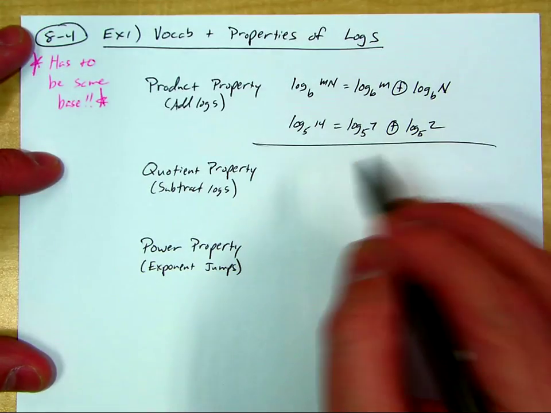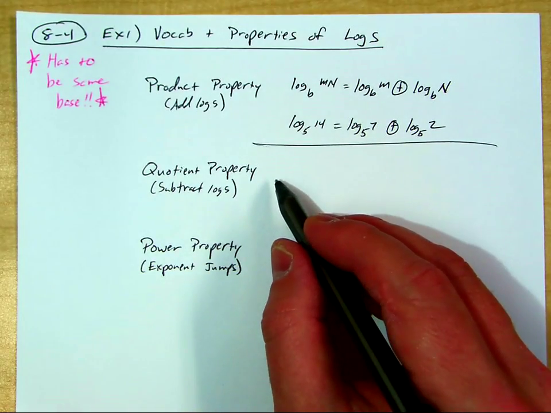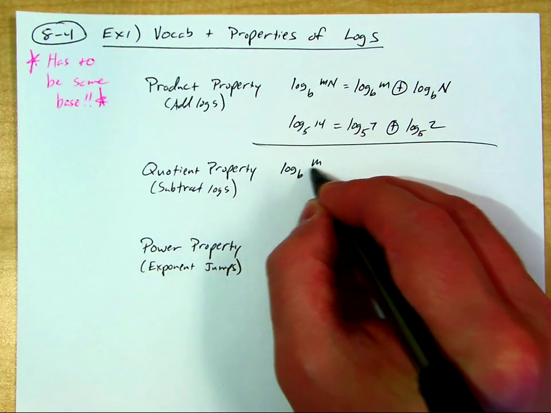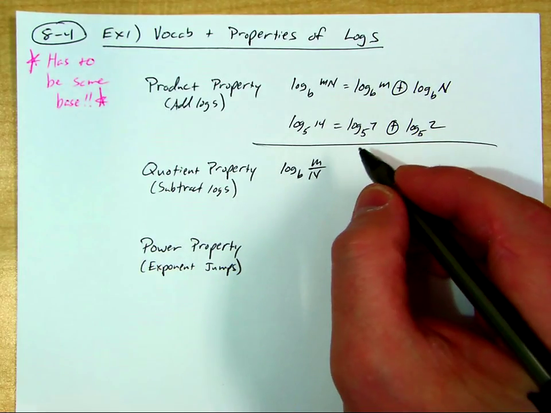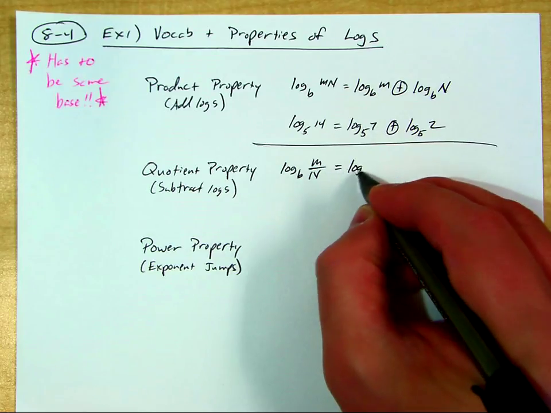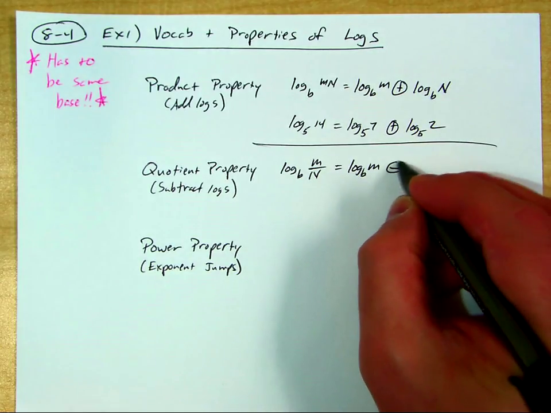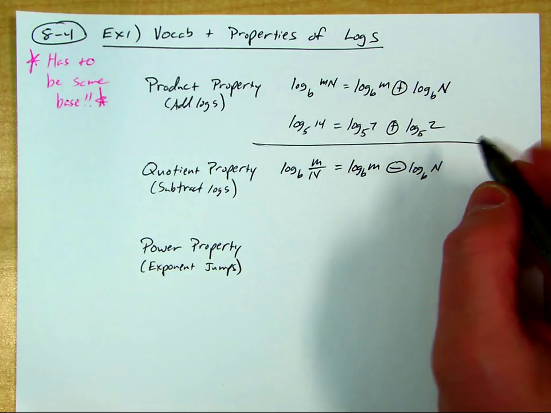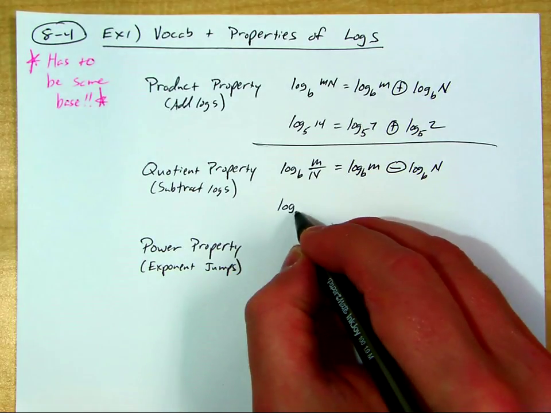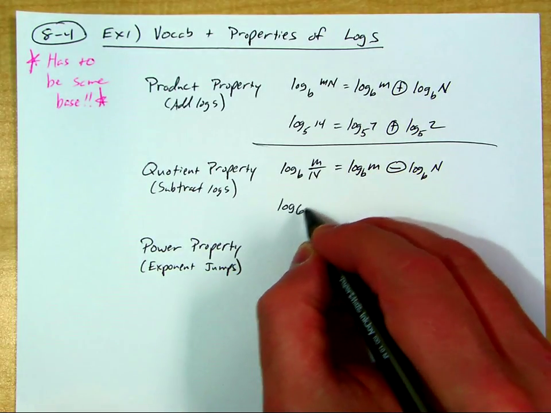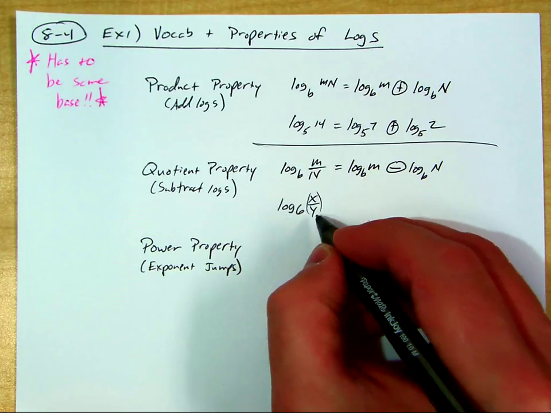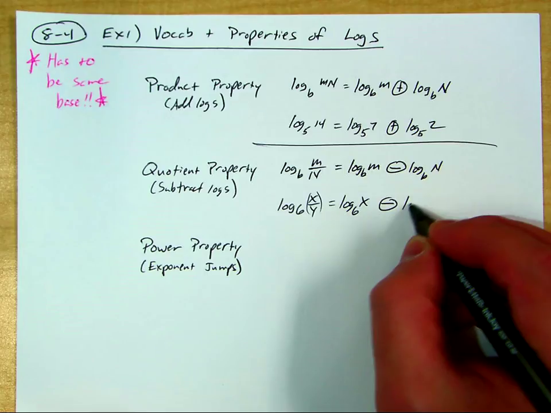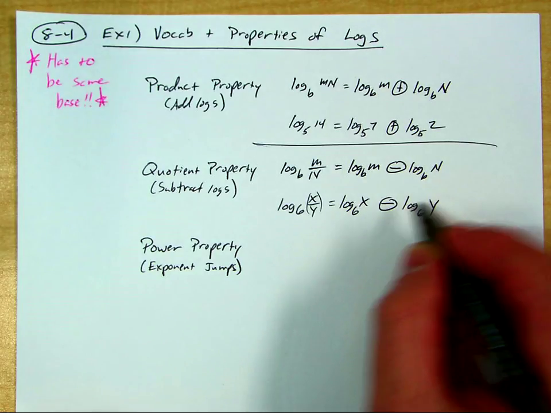Okay? We can do the same type of skill here with the quotient property. The basic thing is log base b, and I'm dividing some quantity m by n like that. This is going to equal the log in the same base of m minus the log of the same base of n. Okay, an example of this would be, let's say, log base 6 of x over y. That's the argument. So we'll say log base 6 of x minus log base 6 of y.